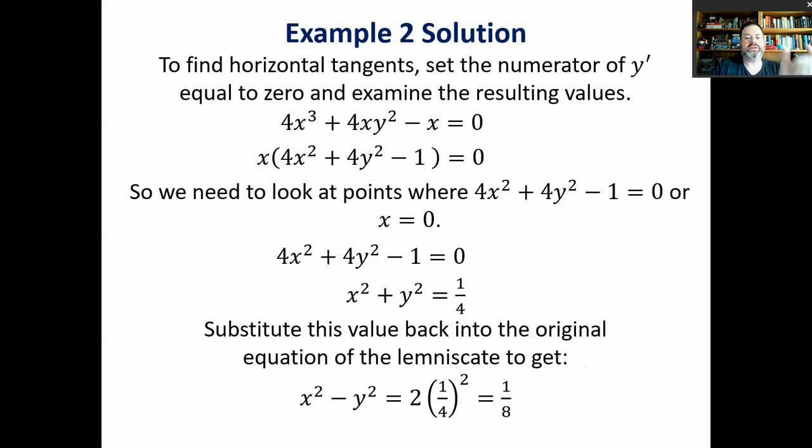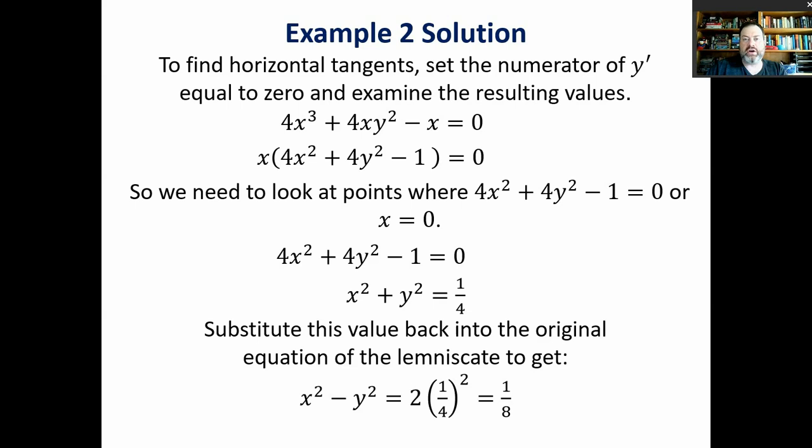So we put this x squared plus y squared back into the original lemniscate. Remember what the original function looked like. It had 2 times x squared plus y squared, squared. Well, if x squared plus y squared is just 1/4, we just put a 4th in there. So I'm back substituting this whole thing into the original equation.